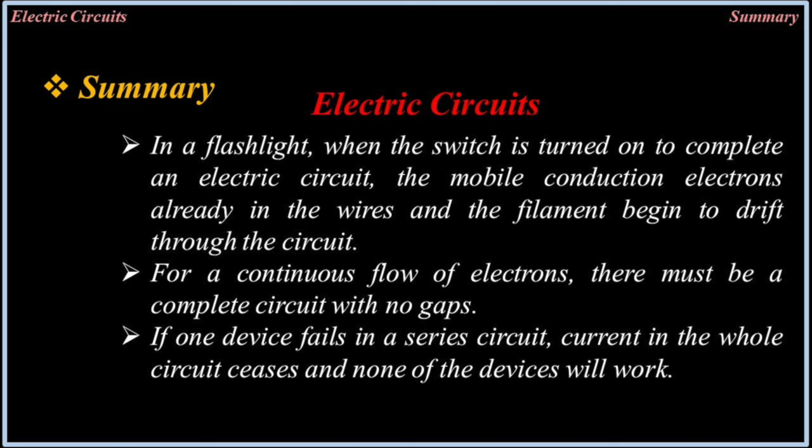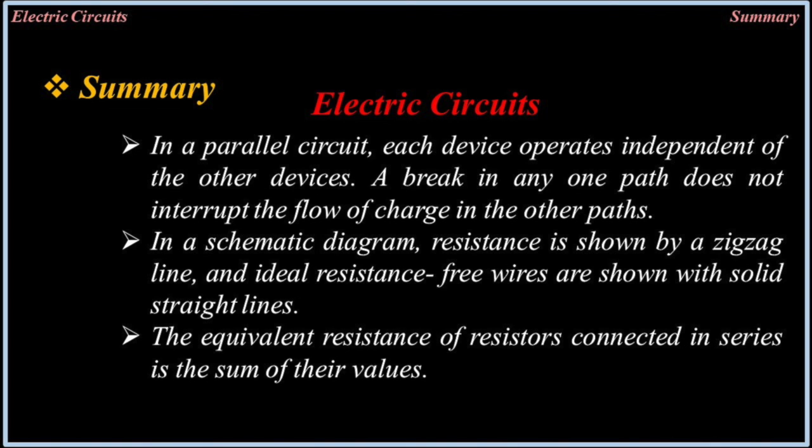Summary: electric circuits. In a flashlight, when the switch is turned on to complete an electric circuit, the mobile conduction electrons already in the wire and filament begin to drift through the circuit. For a continuous flow of electrons, there must be a complete circuit with no gaps. If one device fails in a series circuit, current in the whole circuit ceases and none of the devices will work. In a parallel circuit, each device operates independent of the other devices. A break in any one path does not interrupt the flow of charge in the other paths.